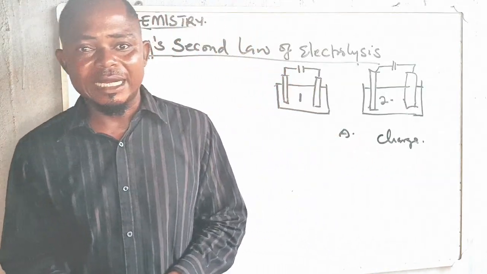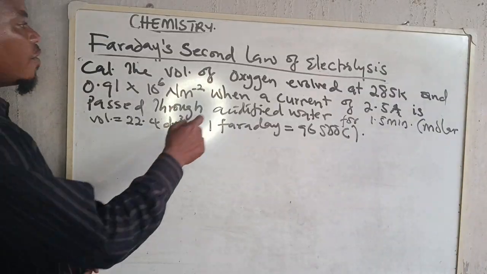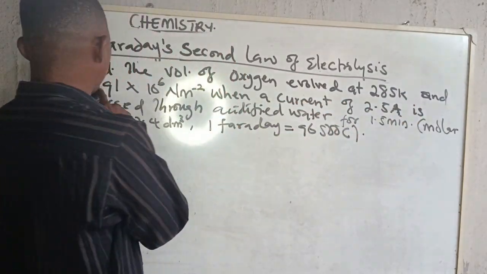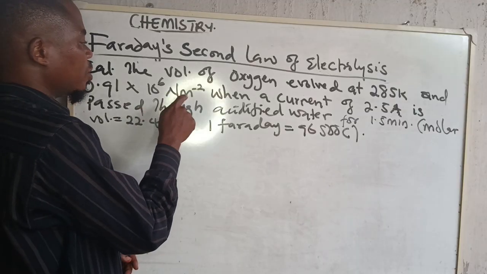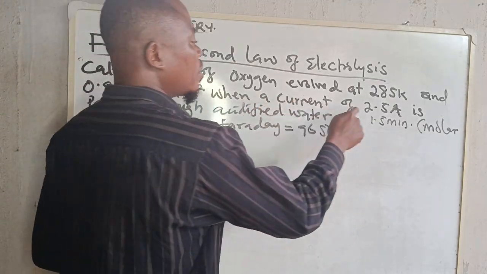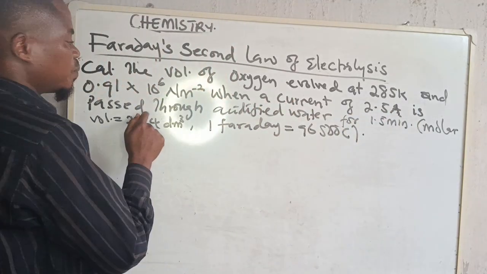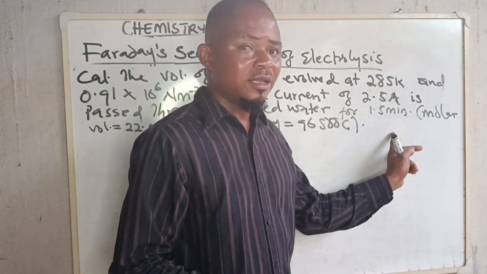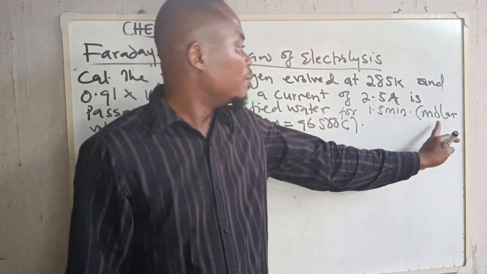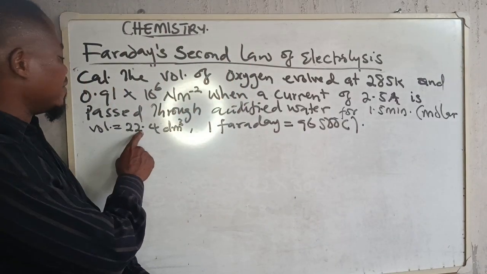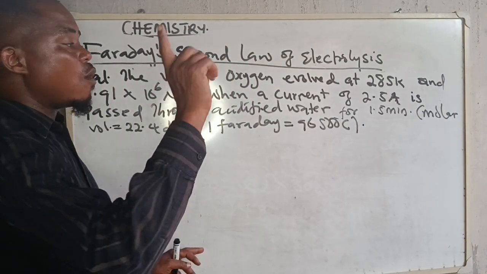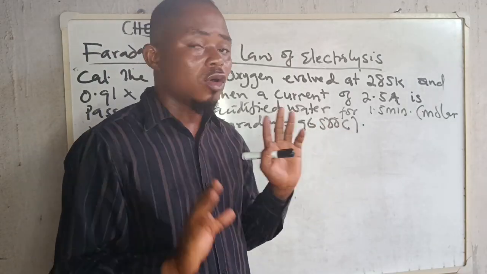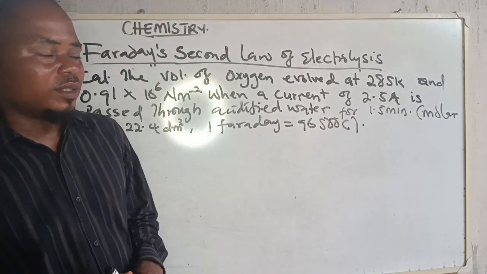Now we're going to be looking at an example. Calculate the volume of oxygen evolved at 285 Kelvin and 0.91 times 10 raised to power 6 Newton per meter squared, when a current of 2.5 amperes is passed through acidified water for 1.5 minutes. Remember, molar volume of gas at STP is given as 22.4 dm cube, and 1 Faraday is equal to 96500 coulombs. So now, how do we go about this?